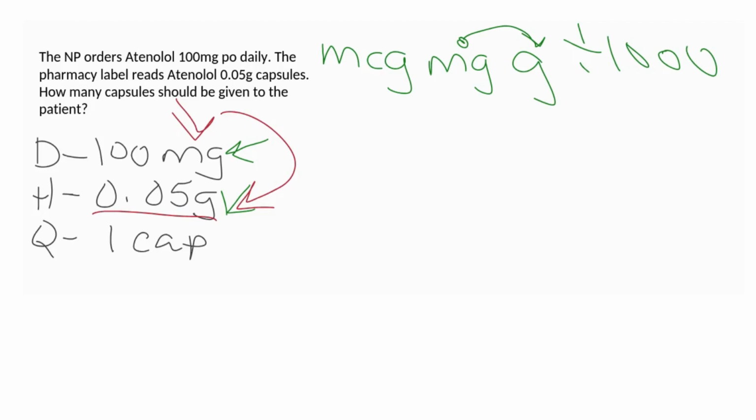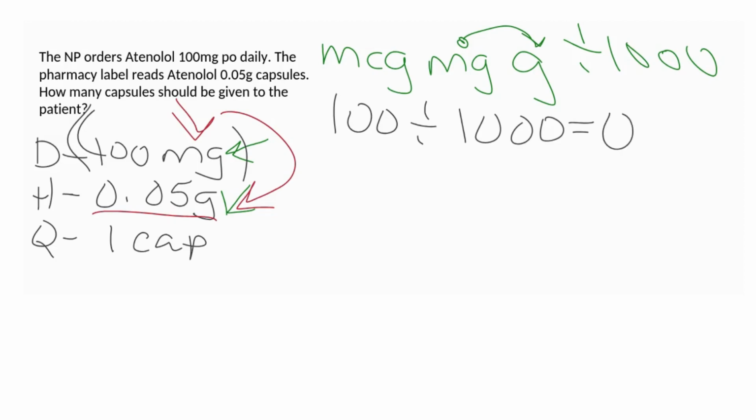Now, if we were going to a smaller unit, like milligrams to micrograms, we would multiply. But since we're going to a larger unit, from milligrams to grams, we want to divide by 1,000. So we're going to say 100 divided by 1,000, and when we do that, we get 0.1.